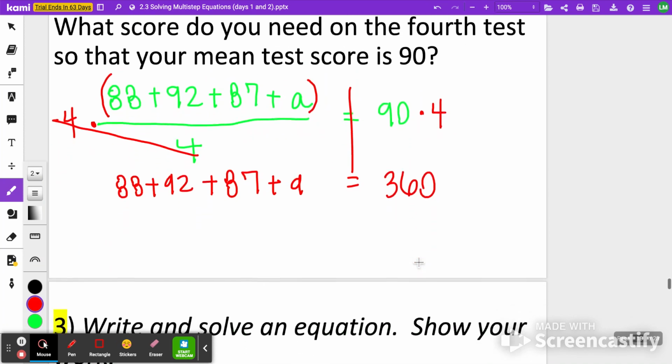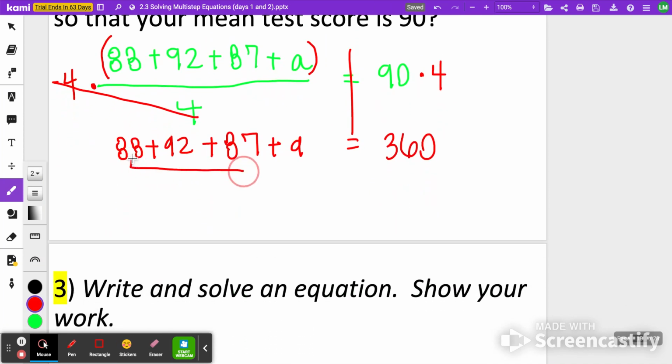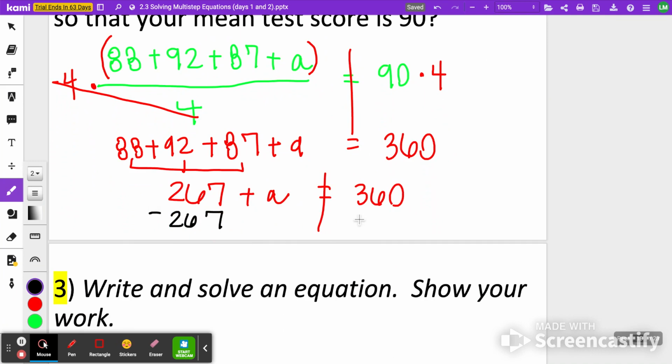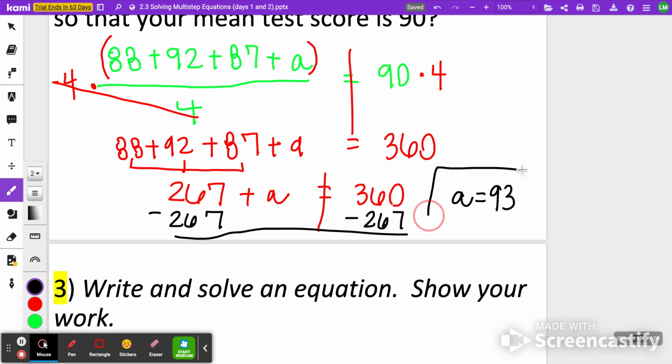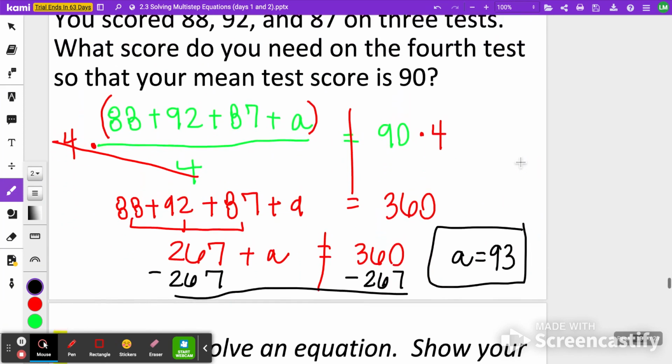One thing I maybe want to do here is combine like terms. So I'm going to do 88 plus 92 plus 87, and I'm going to get 267 plus A equals 360. So now all I have to do is subtract 267 to figure out how much I should make on that test. 360 minus 267 is 93. So I should be making a 93 on that test to maintain my 90 average.